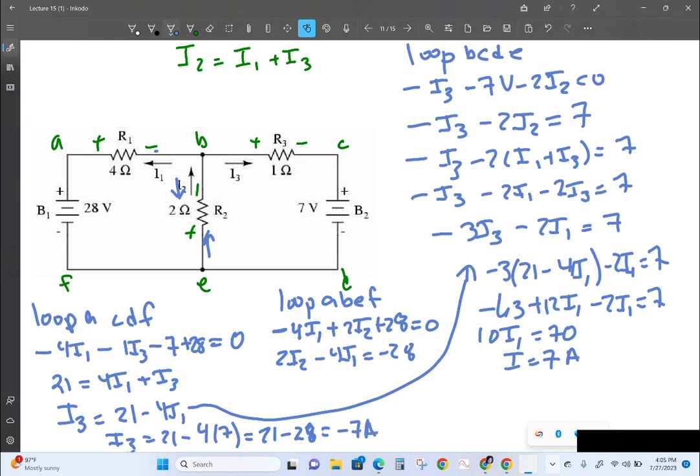Now, what does that mean? It means that I3 is actually moving this way. When I go to find I2, which is I1 plus I3, I'm going to plug in the numbers exactly the way they come up. That's 0. So in this circuit, there is no current going into R2 at all. Kind of a weird one, but it's the way it works.